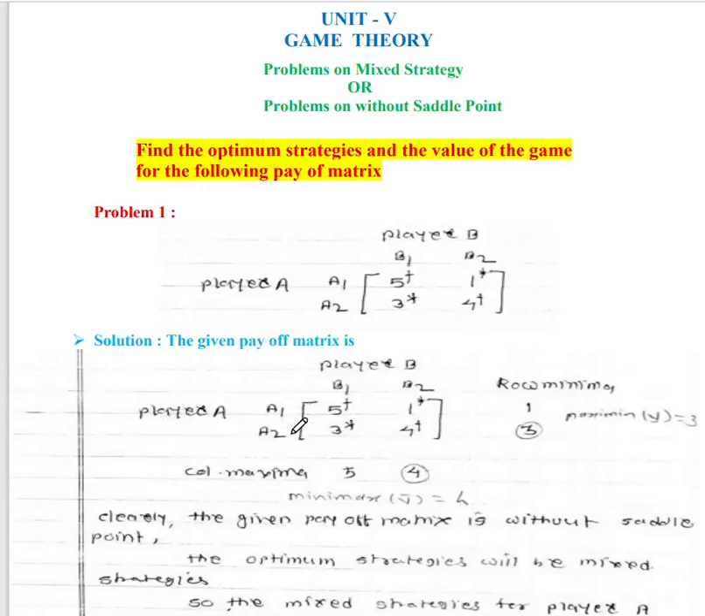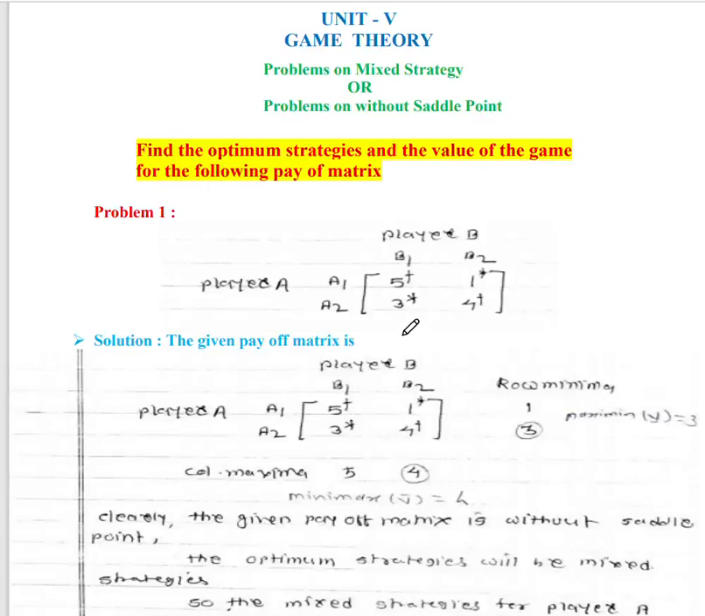So what will be the question in the examination? Find the optimum strategies and the value of the game of the following payoff matrix. There will be such types of payoff matrix. Now we will see the problem. This is the given payoff matrix. Player A uses two strategies A1, A2 and player B uses two strategies B1, B2. So this is the payoff matrix.